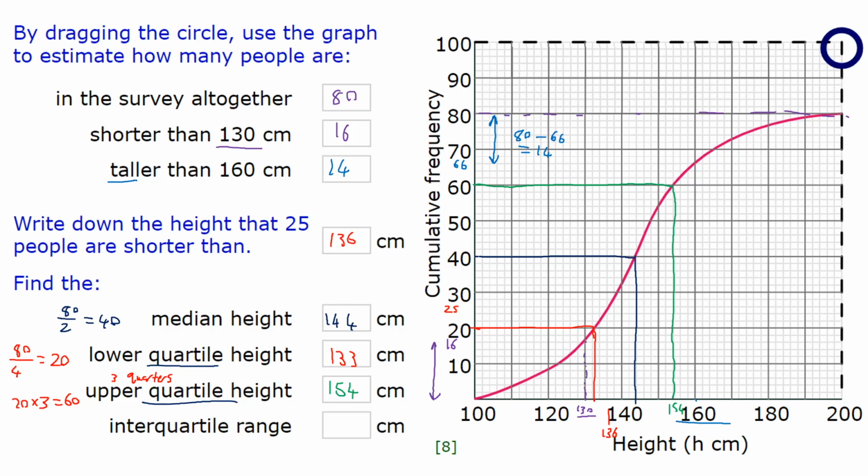The interquartile range is just going to be the upper quartile minus the lower quartile, but it's just the difference between the two. 154 minus 133 is equal to 21 centimeters. And those are the correct answers.